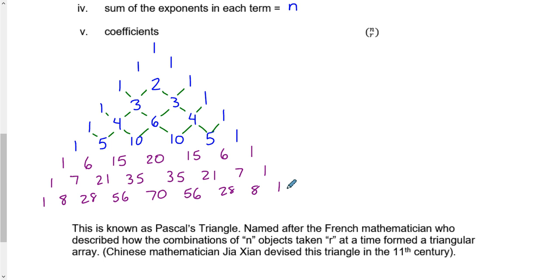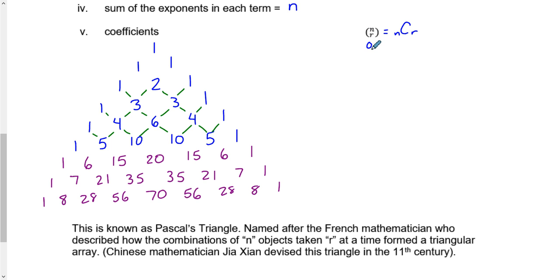There's a further pattern. This is known as Pascal's triangle. It's named after the French mathematician who described the combinations of n objects taken r at a time, which really means this. This first line, our combinations, is nCr, which can also be written as n over r.